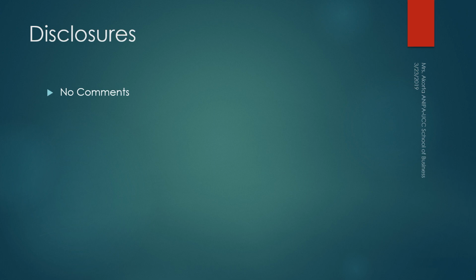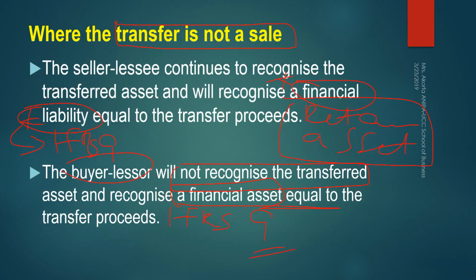Every standard comes with disclosures, and that I leave to you to read. So that will be it about sale and leaseback. I'm doing this as the reading part. You must first of all read and understand this transaction and understand how to account for it. Then we will go for the questions and solve.